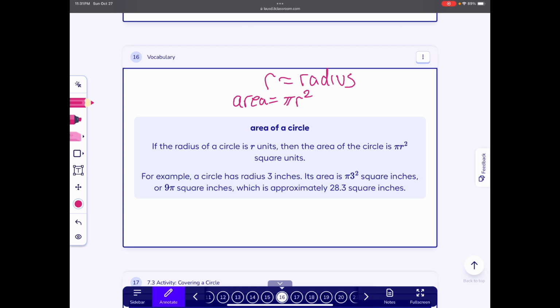So again, just like circumference, you can actually write area equals 9 pi inches squared. You don't have to calculate it out to 28.3 square inches. You could write 9 pi inches squared. What's important to note is that you should have the squared. It needs to have the square.